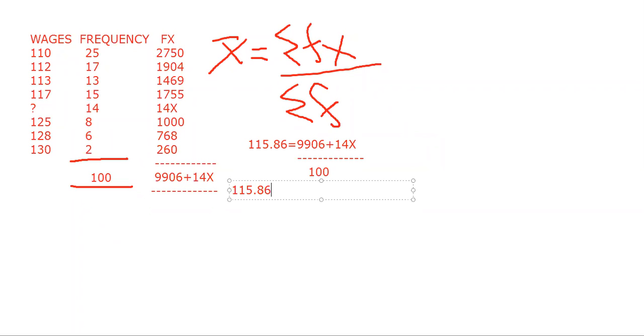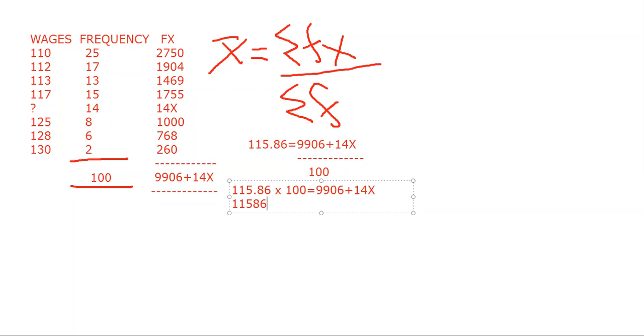115.86, cross multiply करो उसको. When I multiply this with 100, then equals to me we have 9906 plus 14x. ठीक है? So by multiplying, what do I get? I simply get 11586.